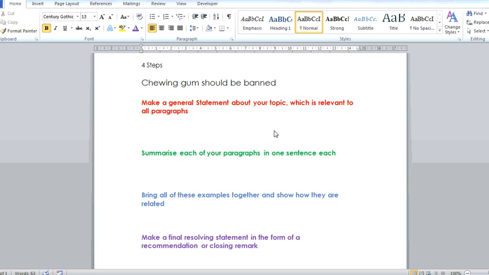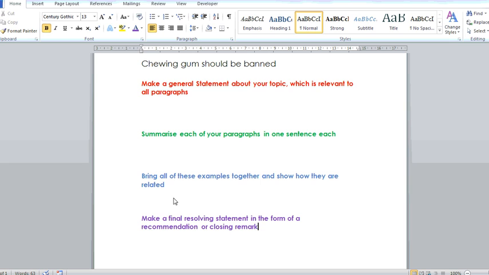We start by making a general statement about your topic, which is relevant to all paragraphs. We then summarize each of the paragraphs in 1 sentence each. We bring all of these examples together and show how they are related, and then we make a final resolving statement in the form of a recommendation or closing remark.